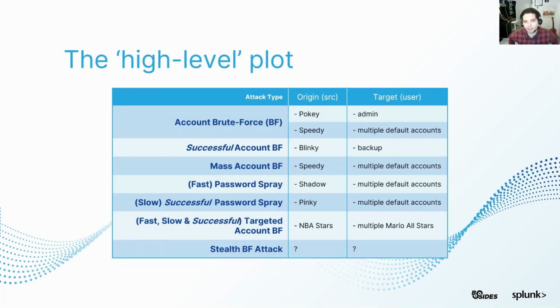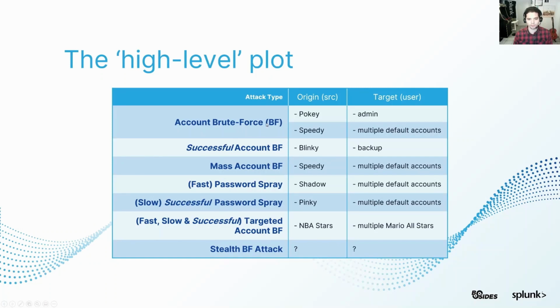And here, basically, I'm describing the high-level plan, right? What is basically within this data set? You can see I have multiple types of attacks: account brute force, this one only with failed attempts. I also have one with failed and successful attempts. I have a mass account brute force, fast password spray, slow successful password spray.